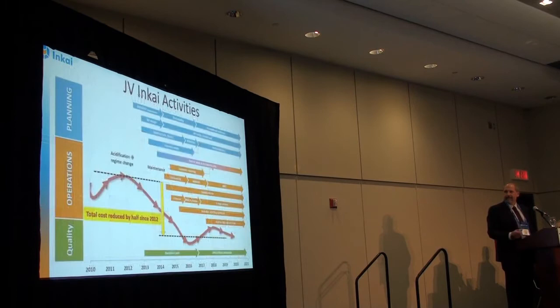So enough about the history. Now we'll get into a bit of the activities at the site. Since the mine started production in 2010, the JV Inkai team has undertaken a number of continuous improvement initiatives. They can be broken into categories as follows: planning initiatives, operational improvements, and quality improvements. The next two slides will touch briefly on each of these areas.